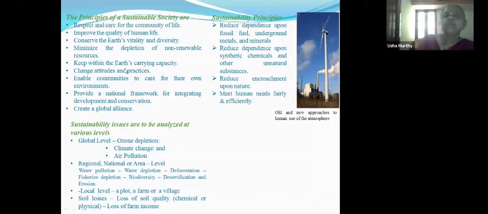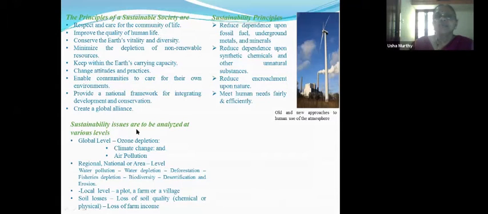Climate change attitudes and practices, whatever. If it is for the better, we have to change our attitude and also practice. Enable communities to care for their own environments. Again, individual awareness should always be there. Then provide a national framework for integrating development and conservation. Create global alliance. So these are the basic principles. So when we try to do this, what is going to happen?